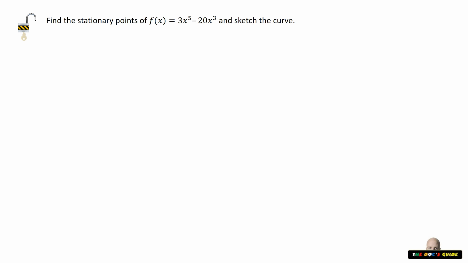Now for our next example, we need to find the stationary points and sketch the curve. So first of all, find f dash of x. So that will be 15x to the 4th minus 60x squared. And if we take 15x squared out as a common factor, that will give us x squared minus 4. We can then see that we've got a difference of squares there. So 15x squared, x minus 2, x plus 2.